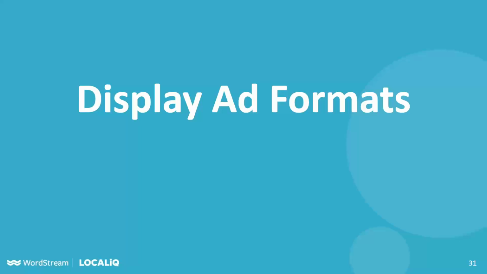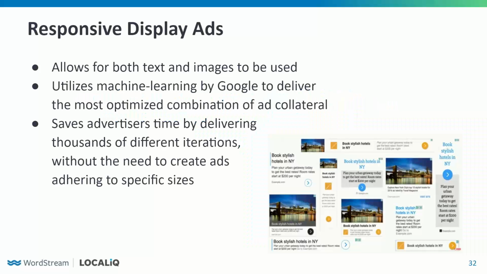Cool. So we've covered setting up your campaign and we've covered targeting. Let's dive into the two basic ad formats that you could be utilizing on the Google Display Network. So first, we'll get into responsive display ads. These allow for both text and images to be used as part of your ad copy. These responsive display ads utilize machine learning by Google in order to deliver the most optimized combination of the text and images that you've provided.